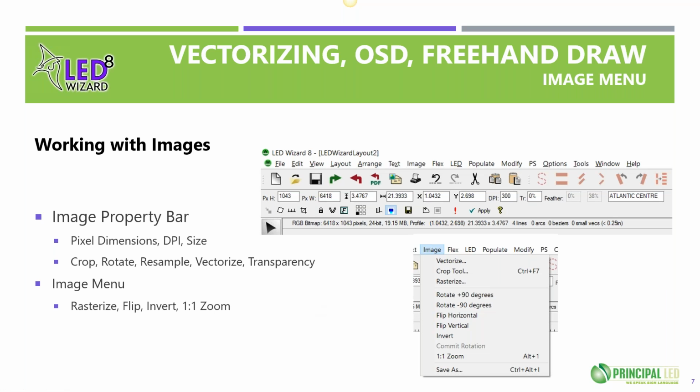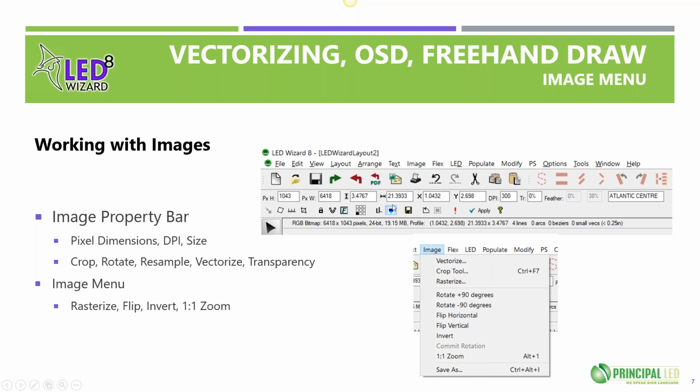Okay, so if there are no questions, I'm going to talk a little bit about images on this slide, and then we'll get into vectorizing. So just to be clear, when you import an image and you click on it with the layout tool in the window, then this property bar is displayed, and this is the property bar for a bitmap. One of the things you see here is what are called the pixel dimensions, so pixel height by pixel width. So this is 1,000 pixels high by 6,000 pixels wide, and that's a pretty decent-sized image.